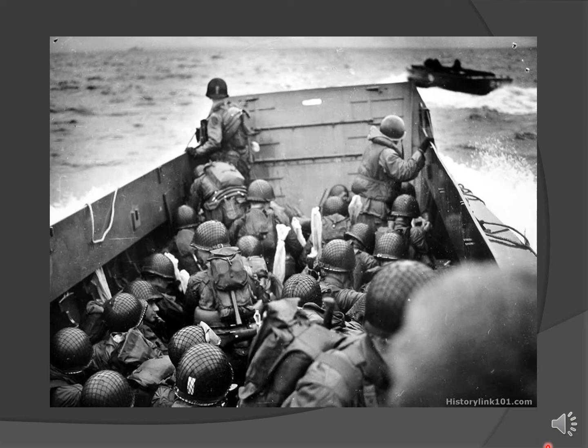So here you have a Higgins boat. These are a group of troops. They're about to land on the beach. This thing flaps open and allows for the troops to run out onto the beach.